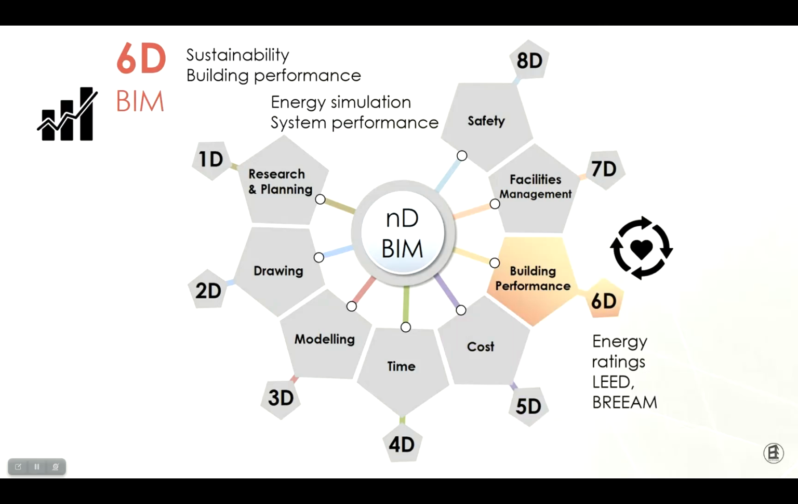6D is sustainability, building performance, energy simulation, system performance. Something very important, nowadays it's in trend, is when we talk about energy ratings, LEED, and BIM. I'll take this component separately also. This is your building performance. That is going to be your energy simulations, system performance, sustainability when we talk about building performance. So this is basically concerned with energy. Nowadays they have been involving that part also. I'll make it briefer when I create some example out of it. So this is your 6D where your energy simulations will be done.